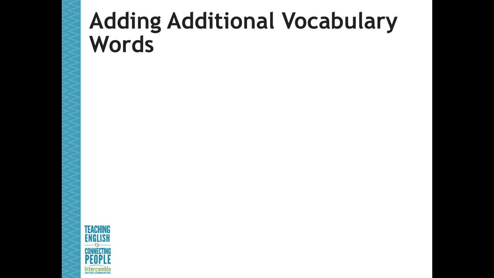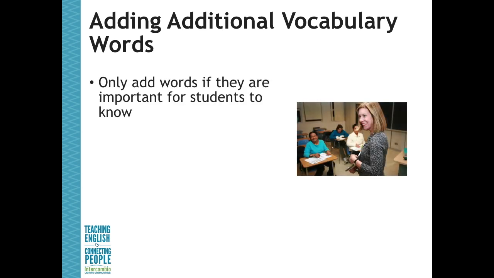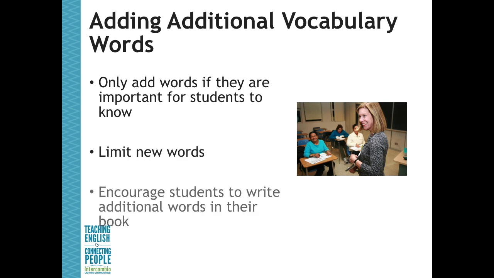Additional words. Help students focus on words that will be most useful to them. If an important word for them is not included in the topic, for example, their profession isn't listed in the vocabulary list for a lesson about jobs, you should teach them that word that they need to know. Try not to include more than 2 or 3 additional words though, so that students don't become overwhelmed. Also, it's important for students to write down any additional words in their book.